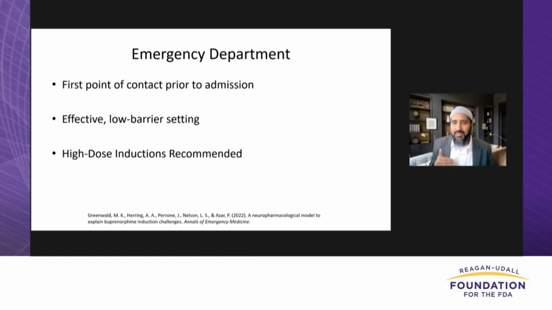It also needs to be simple and fast for ED providers to get trained on and implement buprenorphine inductions. Complicated, slow protocols for ED physicians are not high yield and may not be practical for wide adoption. Most ED clinicians should continue buprenorphine inductions using established guidelines, such as those disseminated by the American College of Emergency Physicians, which recommend starting with 8 milligrams.